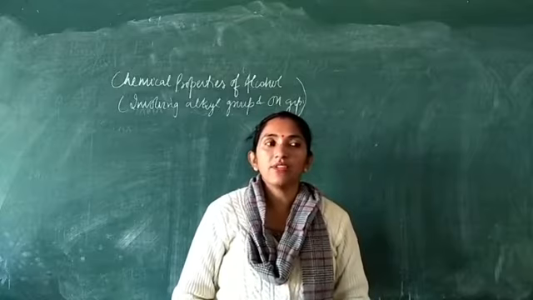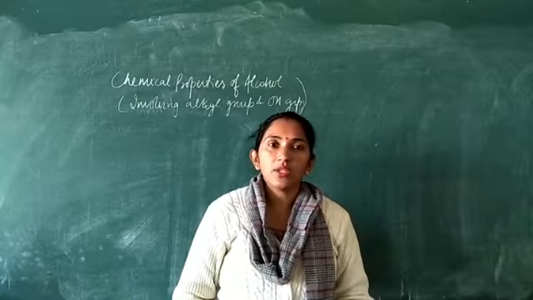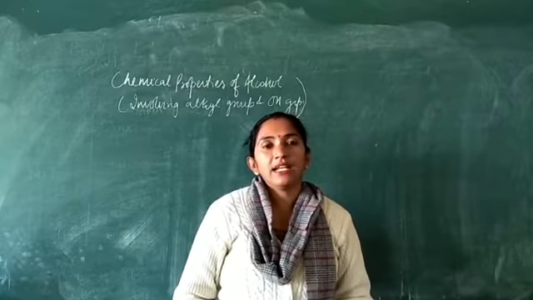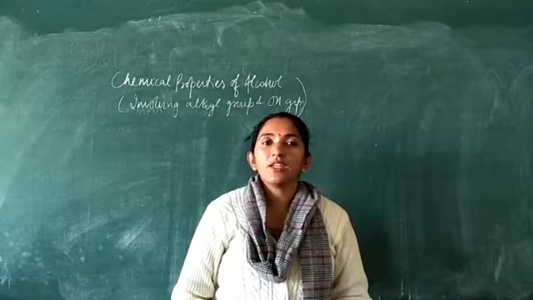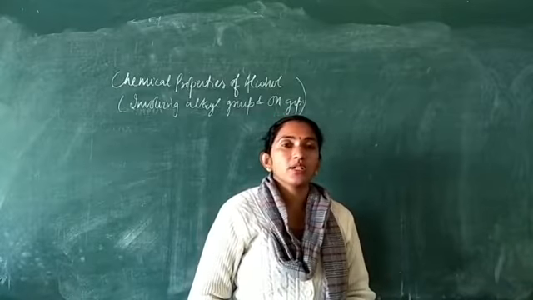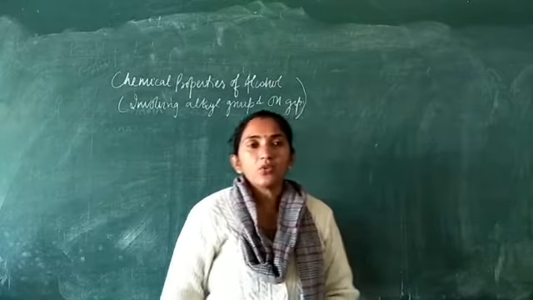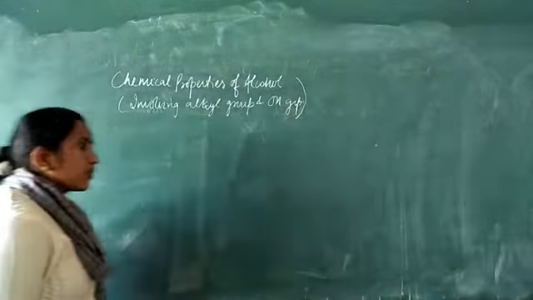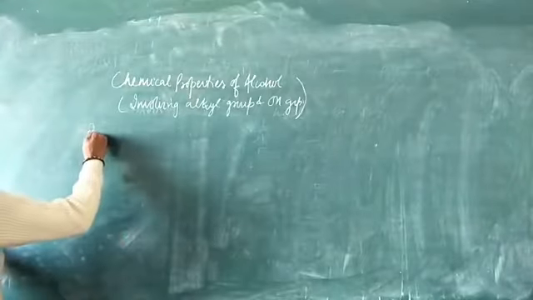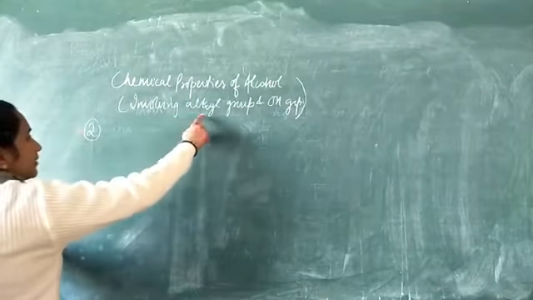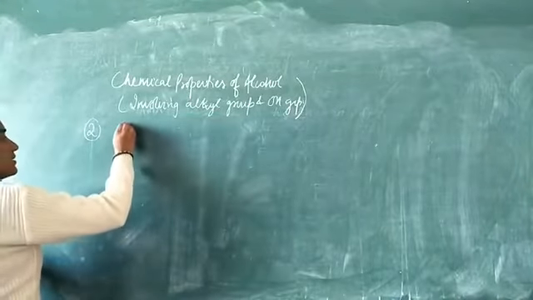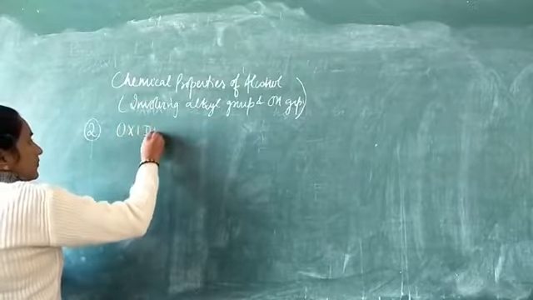And if more than one alkene is formed, the major alkene will be the one according to the Saytzeff rule, that is, the one which is maximum alkylated. Now today we will discuss the next property which involves both the alkyl group and the hydroxy group, that is oxidation.